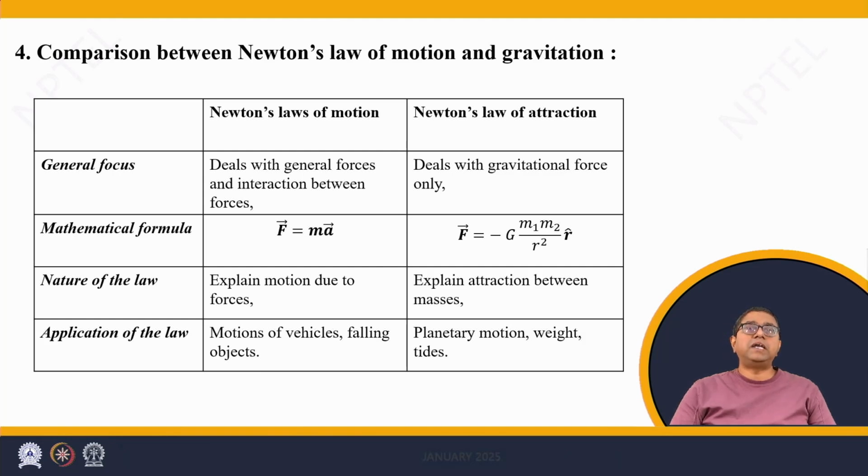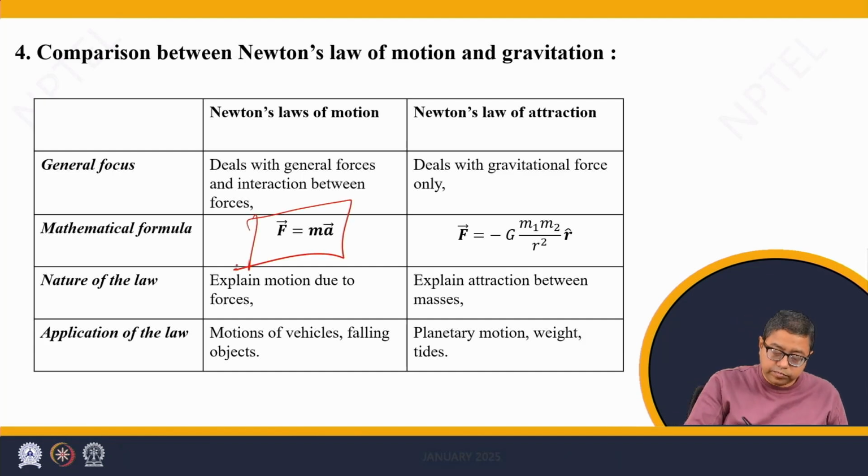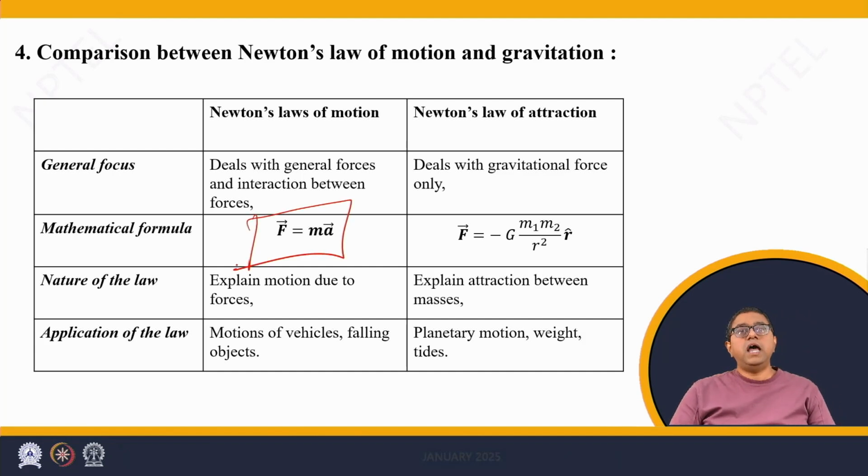Next is the mathematical formula. The mathematical representation of Newton's laws of motion is elegant and general, which is F equals ma. The acceleration can be generated by any force field such as gravitational field, electromagnetic field, friction field, or any other force field, and the action on the mass m will be given by this equation.